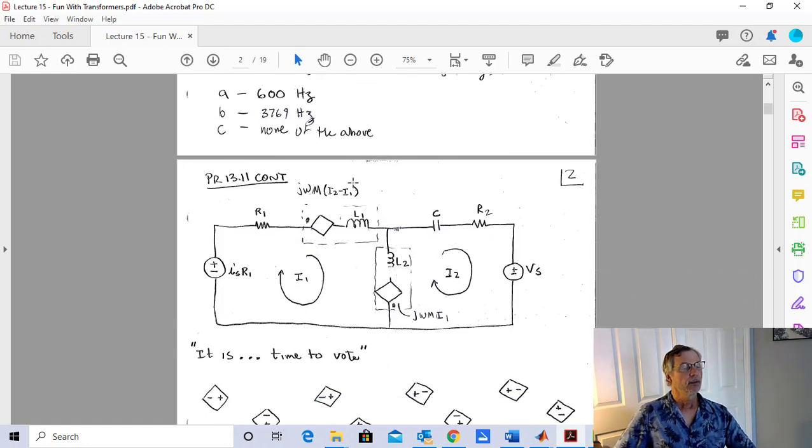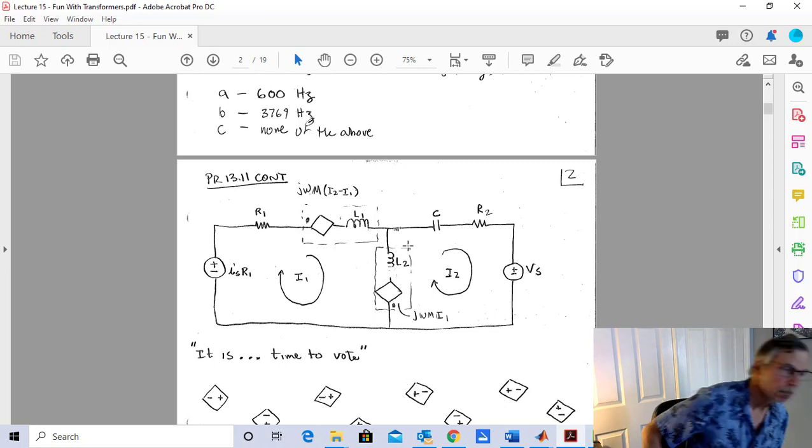So step number one is we're just going to draw our little dependent source symbol between the inductor and the dot. So we get one here. Here's our inductor. Here's our dot. Just put that right between them. So that's step number one.